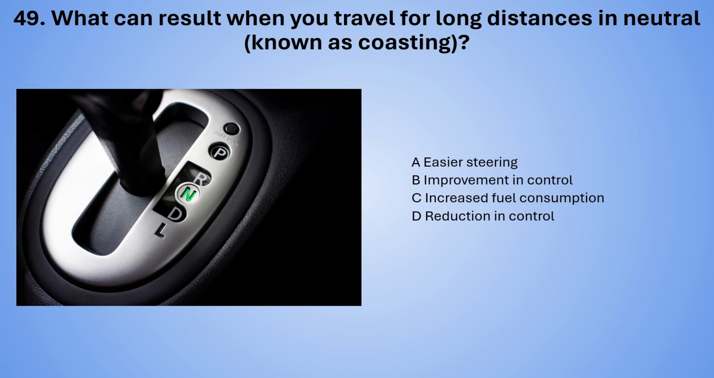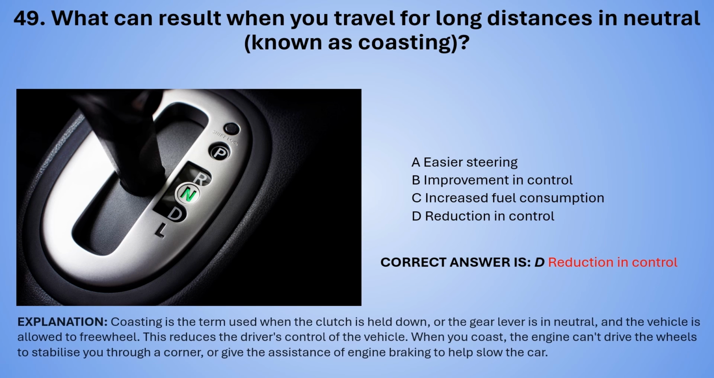5, 4, 3, 2, 1, and the correct answer is D. Reduction in control. Coasting is the term used when the clutch is held down or the gear lever is in neutral and the vehicle is allowed to freewheel. This reduces the driver's control of the vehicle. When you coast, the engine can't drive the wheels to stabilize you through a corner or give the assistance of engine braking to help slow the car.